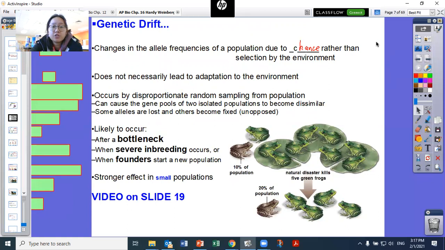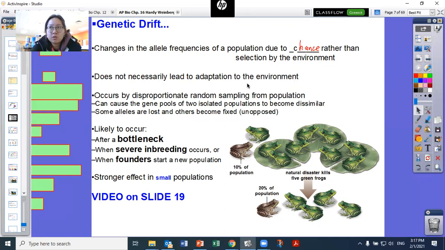Genetic drift is changes in the allele frequencies of a population due to chance. So we talked about migration, and that's purposeful movement. That's not by chance. But genetic drift is caused by things like natural disasters, things that can't really be controlled. So it does not necessarily lead to adaptation to the environment. It could just be an expansion of the genes or the allele frequency that is left in the environment.